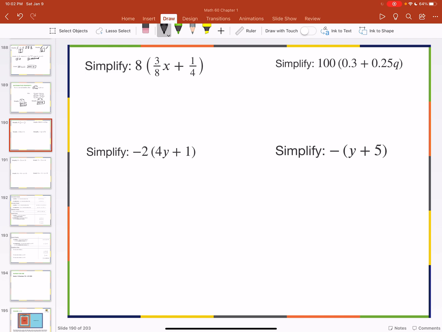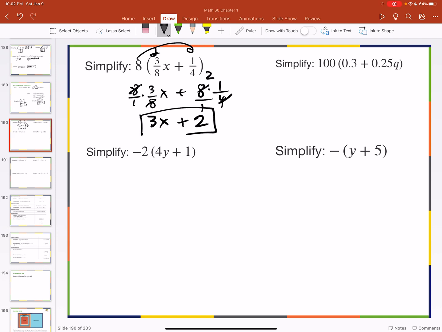Okay, let's continue here. I draw these arrows to help. So 8 over 1 times 3/8 x plus 8 times 1 over 4. This is over 1. So these 8s will cancel. We get 3x over 1, so that's just 3x. Here, 4 goes into 8 twice. 2 times 1 is 2, and that's it.